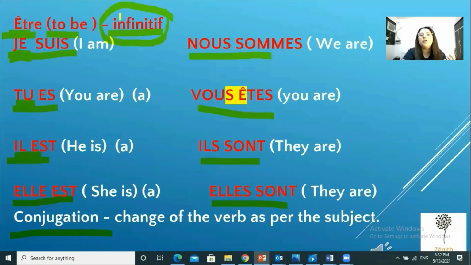I want to change the form of the infinitive verb as per the subject, and that change is going to be the conjugated form of the verb. Okay, so je suis is the conjugated form of the verb être. Tu es again is the conjugated form of the verb être. So this is how we say. Okay, let's repeat the conjugation once again. Donc, je suis, tu es, il est, elle est, nous sommes, vous êtes, ils sont, and elles sont.